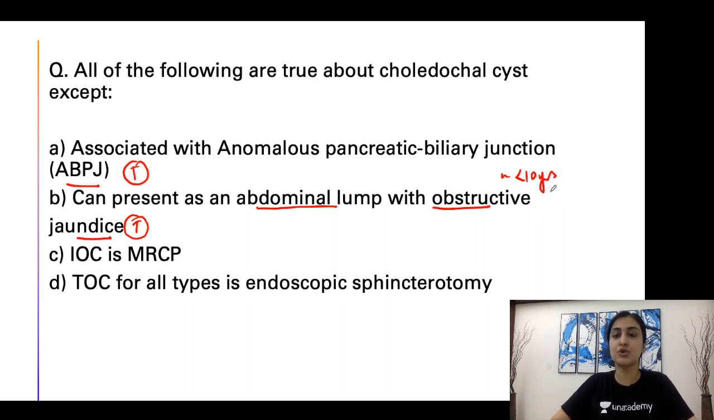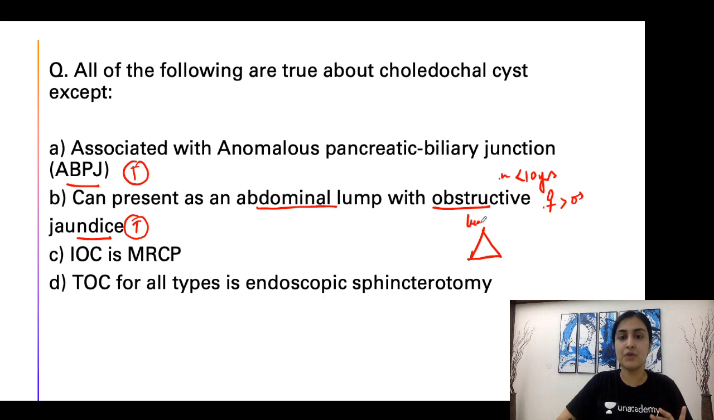It is much more common in females than in males. Alright, so remember these about the demographics, that it occurs in children, more common in females. Now the clinical presentation. So there is a triad of clinical presentations that these patients can come with.